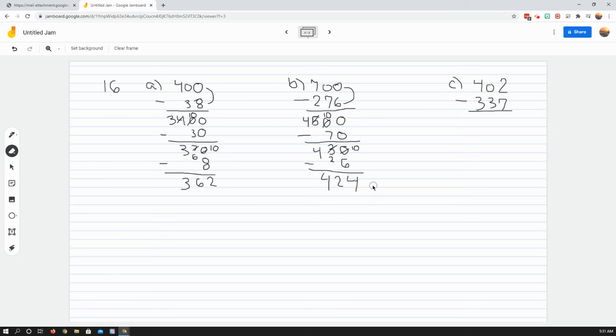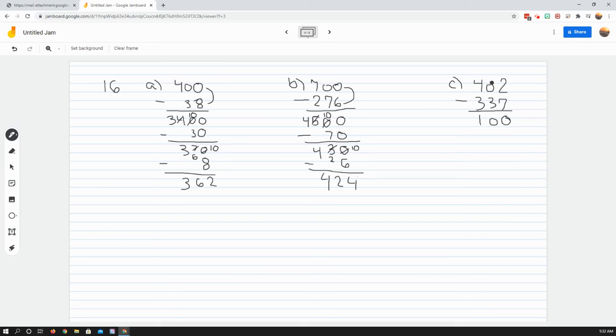I'm going to write this a little bit better. There you go. So let's do letter C. In letter C, we have 402 and we have to take away 337, right? I'm going to go ahead and do the digits in my hundreds place. So if I have 4 and I take away 3, I'm going to be left with 1. And because I'm in my hundreds place, this is going to be 100, right? It's going to be 100.